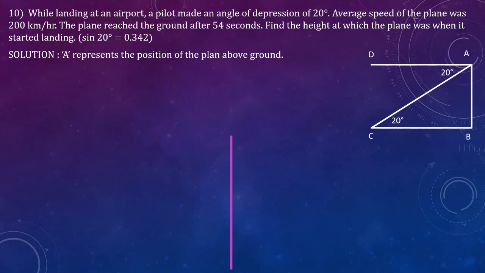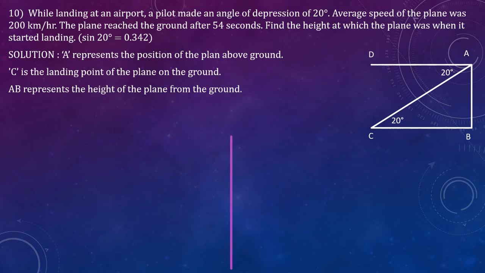So suppose A represents the position of the plane above the ground. So A is the position of the plane at some height above the ground. Suppose C is the landing point of the plane on the ground. AB represents the height of the plane from the ground. Angle DAC is the angle of depression. So angle DAC will be equal to angle ACB because they are alternate angles. So if angle DAC is given as 20 degrees, then angle ACB will also be 20 degrees.